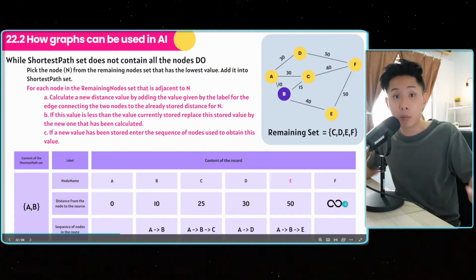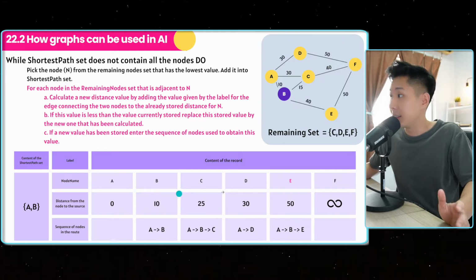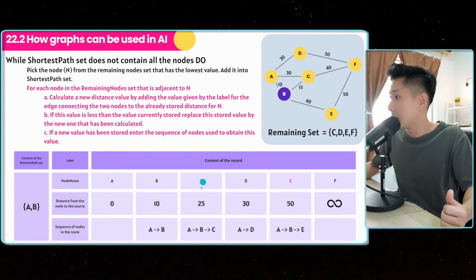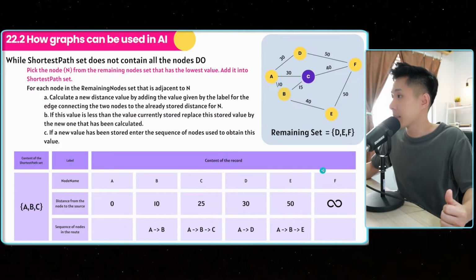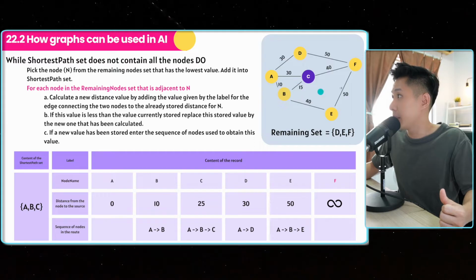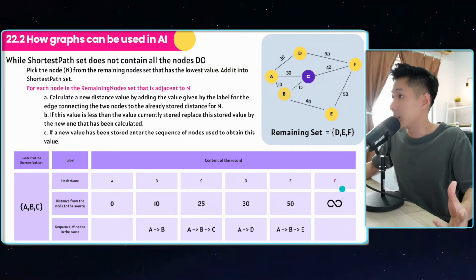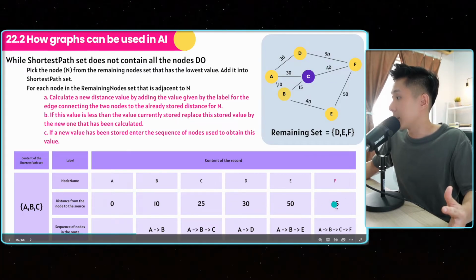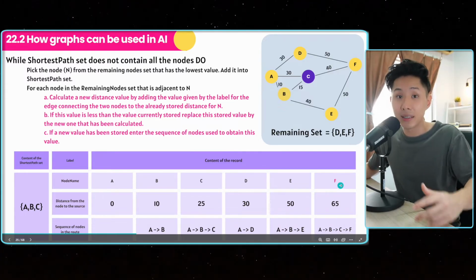Now, since B has no more adjacent nodes inside the remaining set, I'm going to pick another node. So next, I will pick C because C has the shortest weight value. And then for each node in the remaining set adjacent to C, C is only adjacent to A, B, and F. But because A and B are not in the remaining set, we are only considering F. So we calculate a new value. C is 25 plus 40, that's why we got 65. And then I'll update the sequence of nodes in the route. So that's it for C.